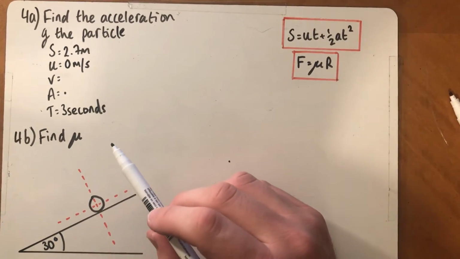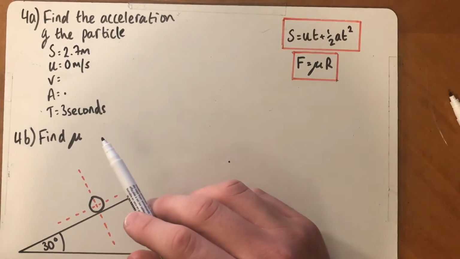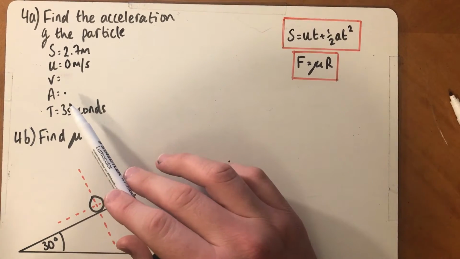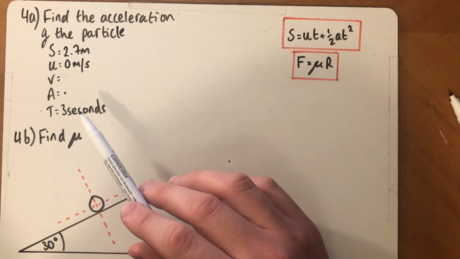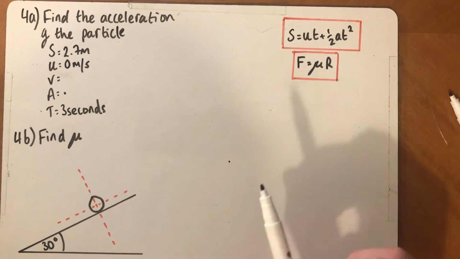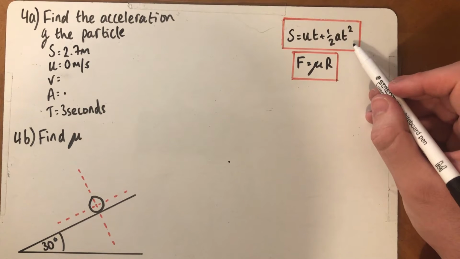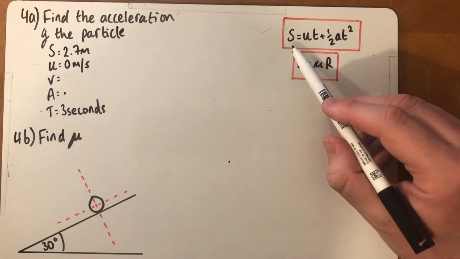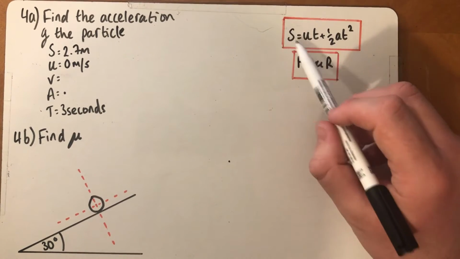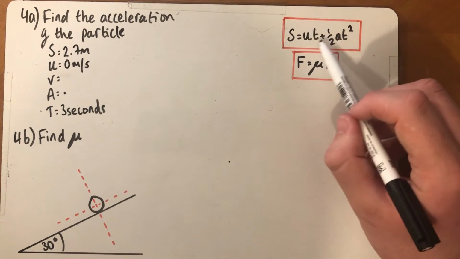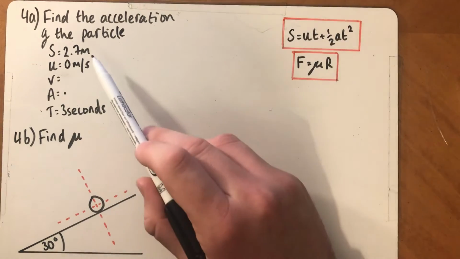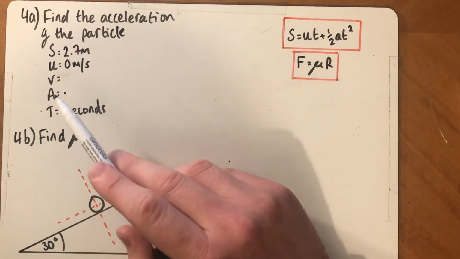Okay, so now we just need to select an appropriate formula to use to calculate the acceleration. You can pause the video and try and have a think of which formula we're going to use. Okay, welcome back to the video. The formula we're going to be using is s equals ut plus a half at squared, because we know the displacement, we know the initial velocity, we know the time taken, and we want to calculate the acceleration. So we're looking for a formula that contains all of the variables that we know and the variable that we want to calculate.